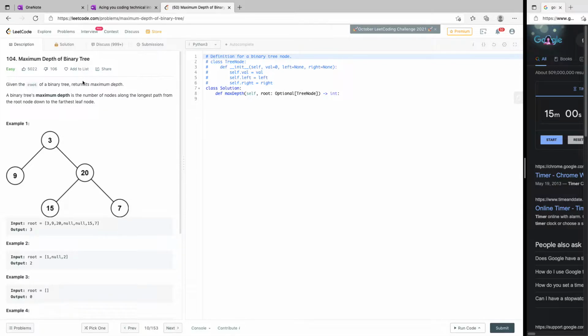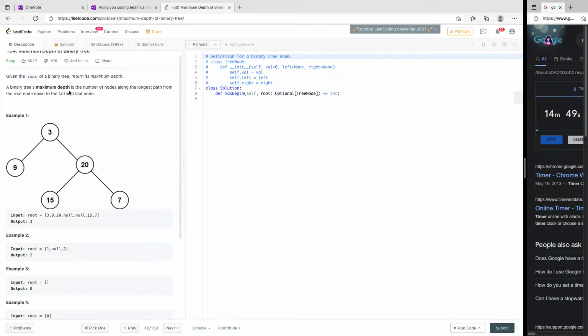So the question we have, and we start the time, just 10 minutes: Maximum Depth of a Binary Tree. Given the root of a binary tree, return its maximum depth. A binary tree's maximum depth is the number of nodes along the longest path from the root node down to the farthest leaf node.